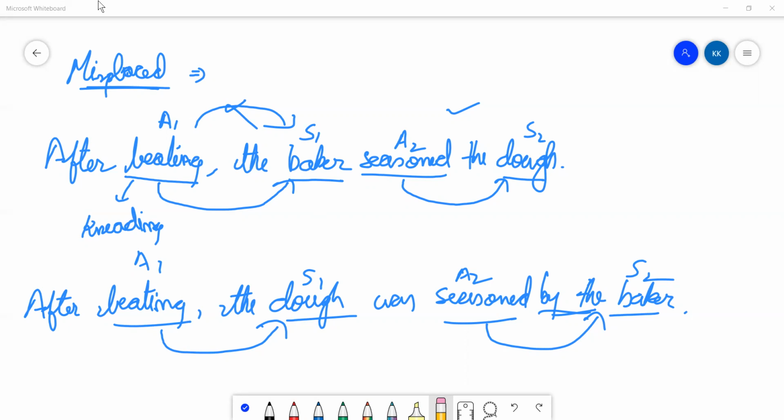So what is the ideology of a misplaced modifier? It is very simple: the wrong action is received by the wrong subject. Just remember that. And what is a dangling modifier? A dangling modifier is when you have something called the introductory clause. Okay, got it?